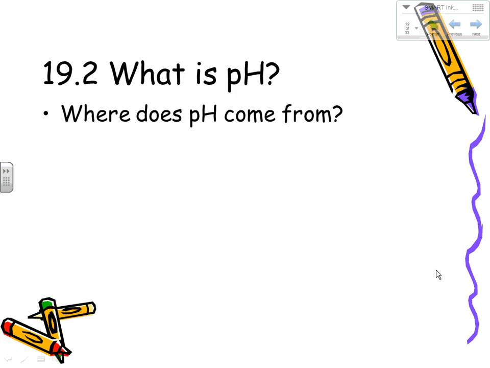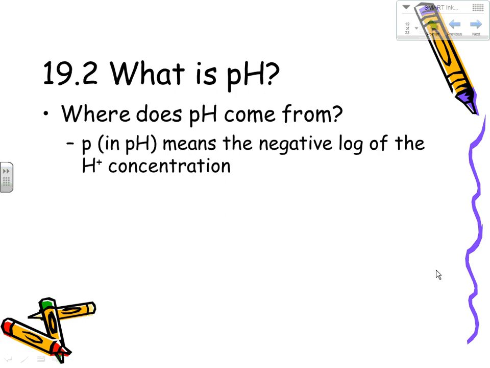Well, since we're looking at something that helps us determine whether something is acidic or not, it would make sense that pH, which has this H inside it, and H has something to do with acids, that it should be related to the H plus concentration. Well, P in pH means the negative log of. And since it's pH, we're talking about the negative log of the H plus concentration.